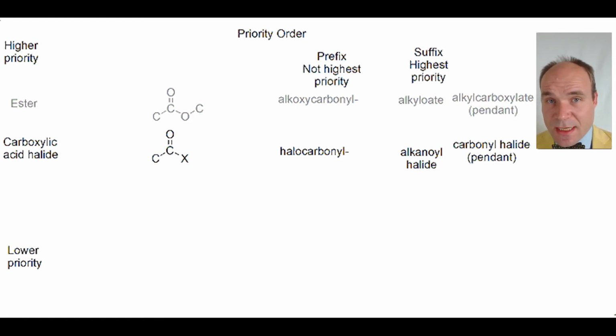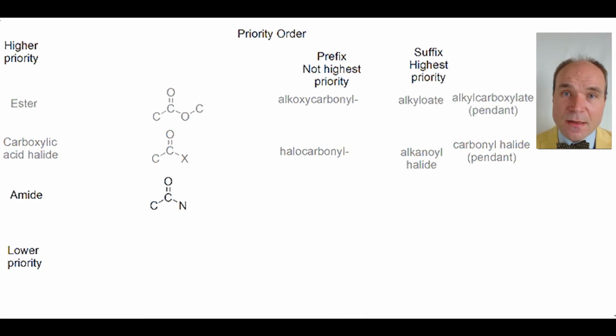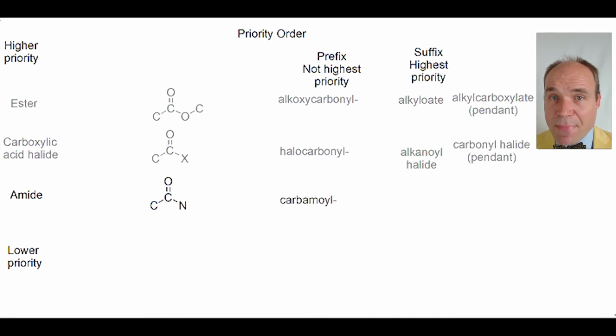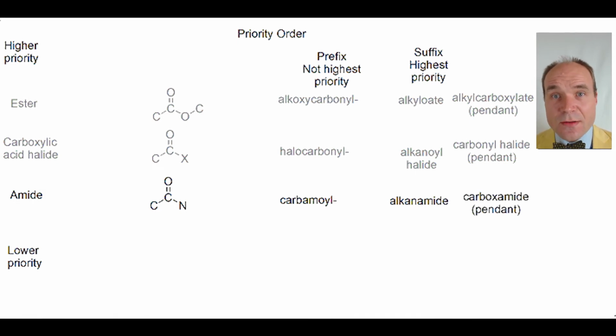Moving on from the carboxylic acid halides, again going down the list of priorities, we come to the amide. Amides, if they are not the highest priority functional group in your molecule, are called carbamoyl. But if they are the highest priority group in your molecule, they're called alkanamide. Where this is pendant, that's to say not part of the main chain, it's called carboxamide.